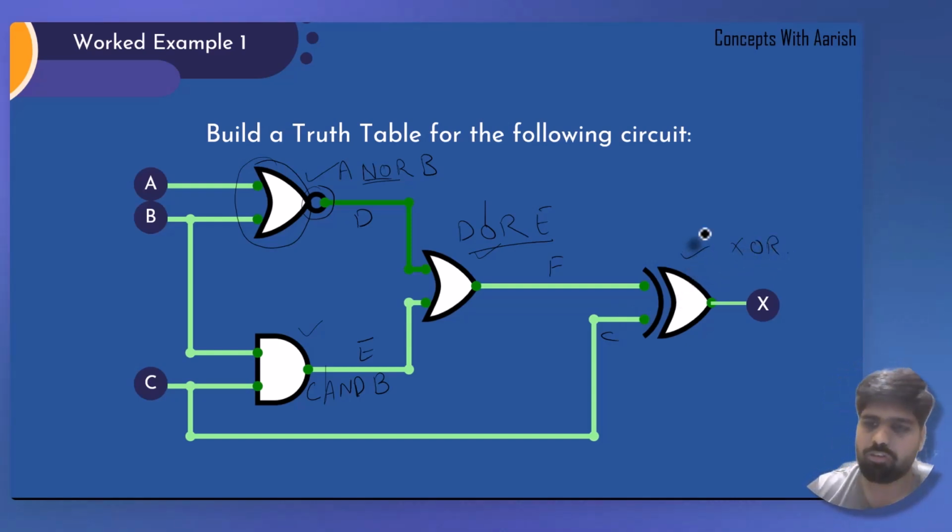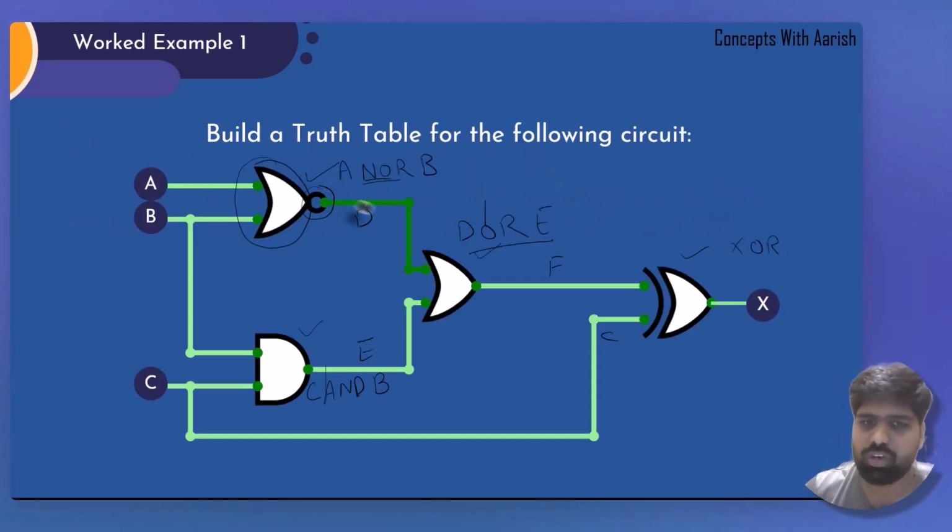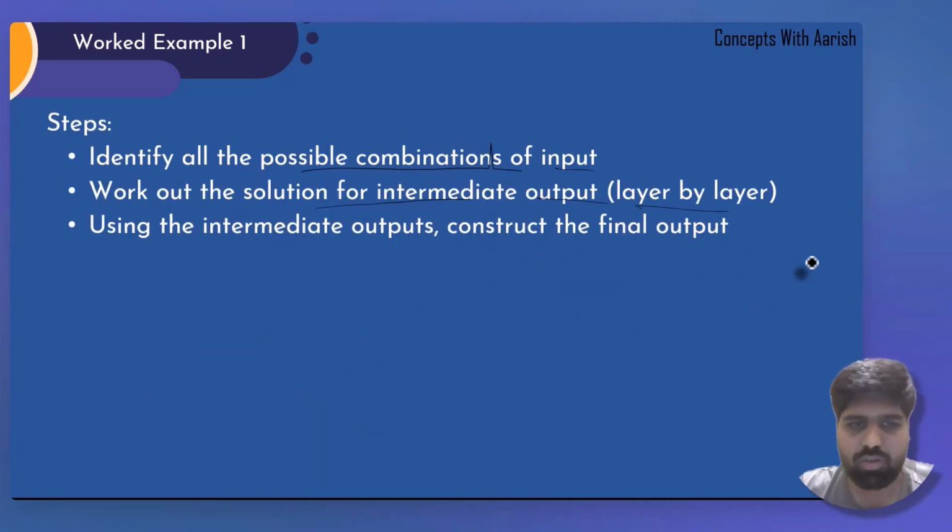You have to remember this, and again, if you do not know what the symbols represent and what they do, then watch another video of mine and you will learn what they are. First of all, you have to identify the possible combinations of the input, and work out the solution for the intermediate outputs, layer by layer, step by step. We identified what each layer is doing, and that is how we get the final answer, using the intermediate outputs and then going with the final output.